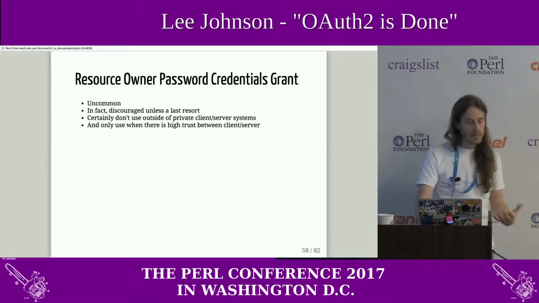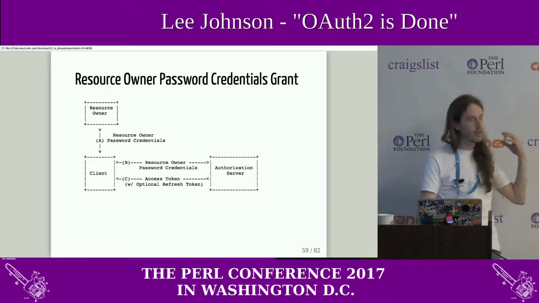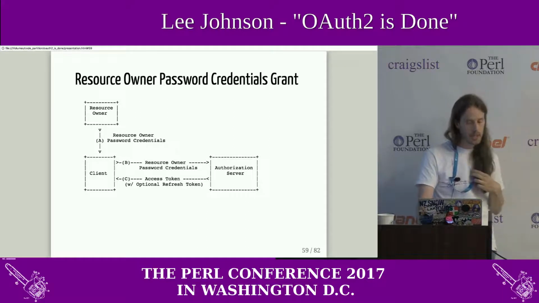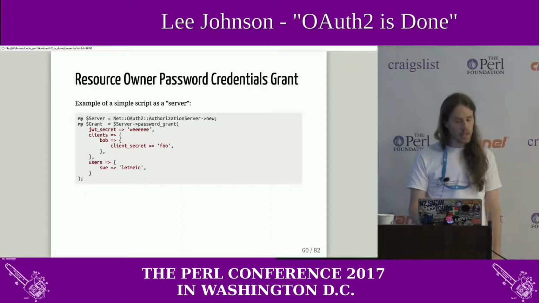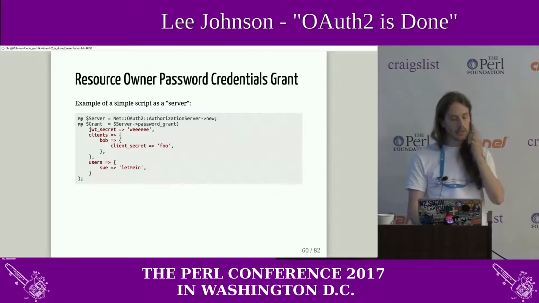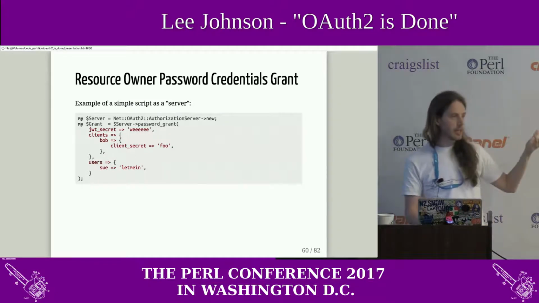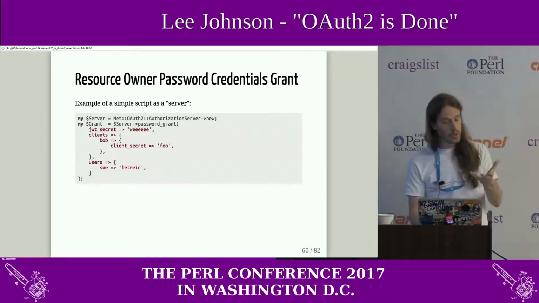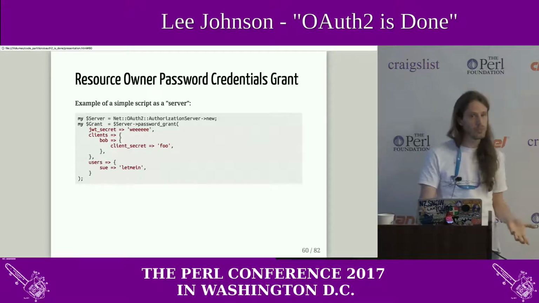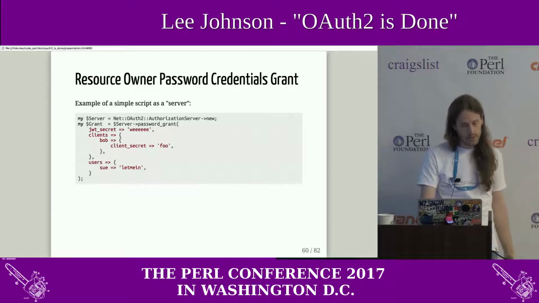So the flow again is simplified. Basically, you're calling the authorization server with a password from the client. The example I have here is just a command line script where I am creating an instance of the module, providing a config again, which is a list of clients that we know about and their secret, and then a list of users with their passwords, which is straight away a massive red flag. So as you can see, I wouldn't advise this one.